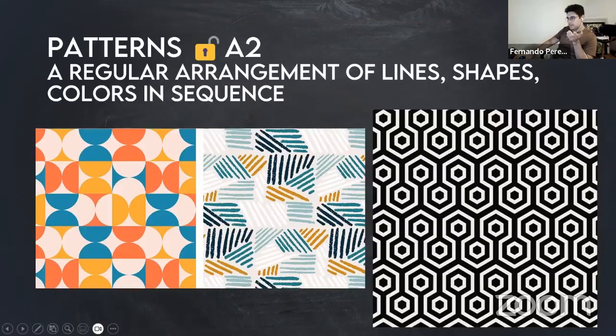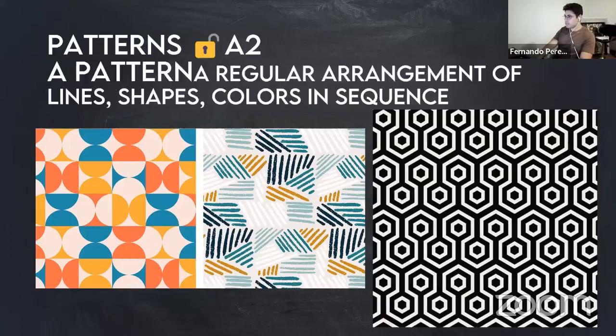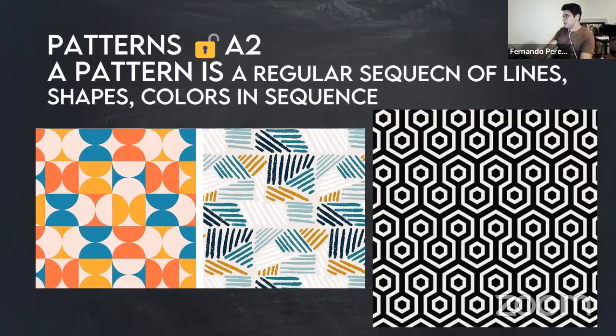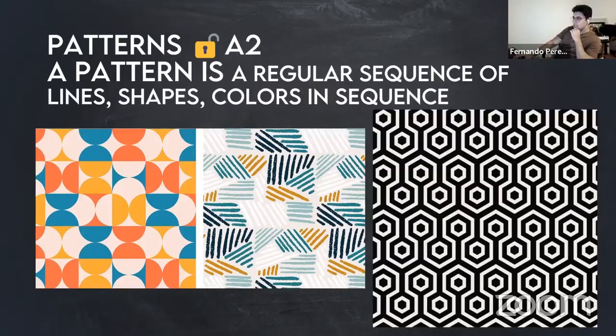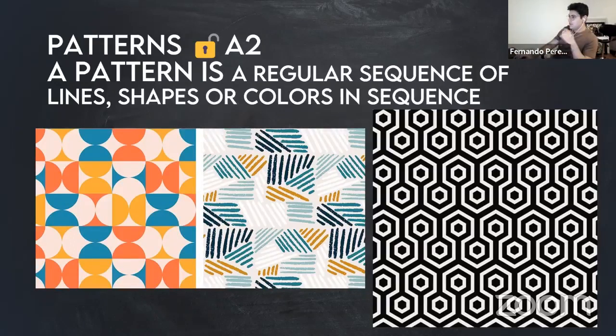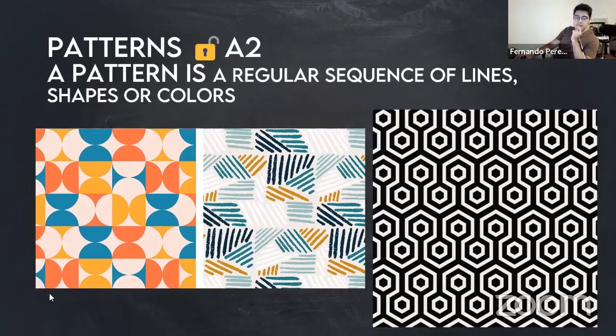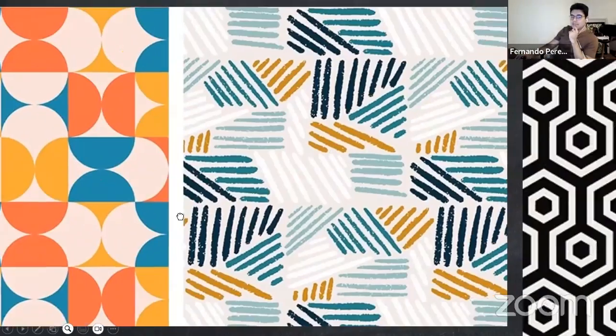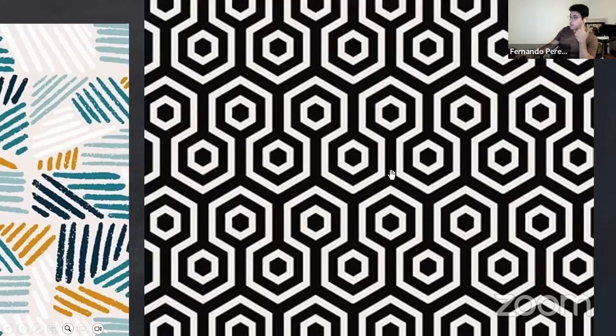What is a pattern? A pattern is a regular arrangement, a regular sequence of lines, shapes, or colors. For example, the pictures that you see over here. This is an example of a pattern. This is an example of a pattern. Do you understand what is a pattern?